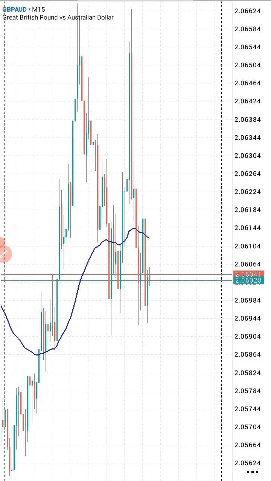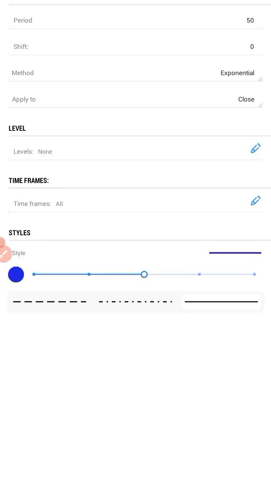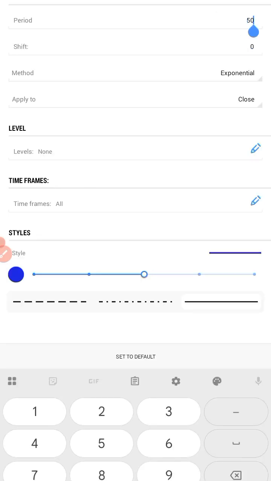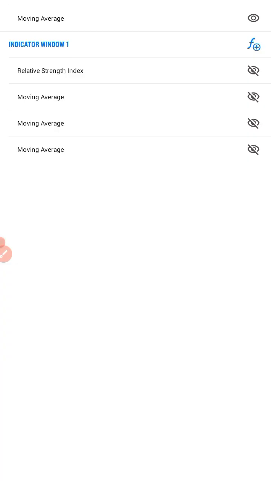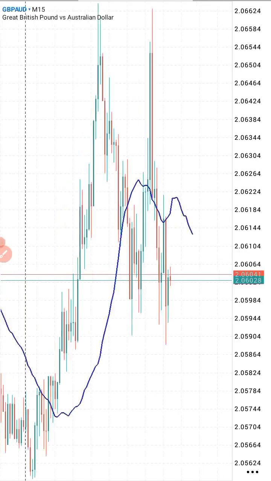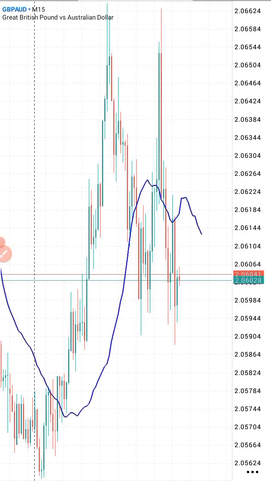you can also use the 20 moving average, and then you shift it forward. How? Come here to your moving average. Now change this 50 to 20, and then for this shift, you can make it between 10 and 20. Now look at it.